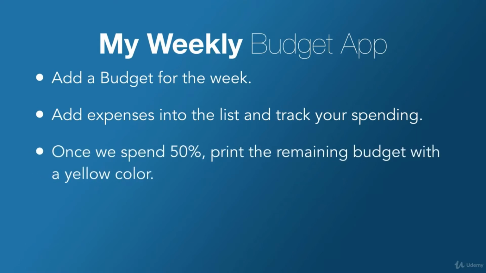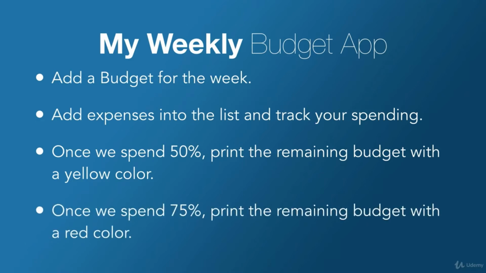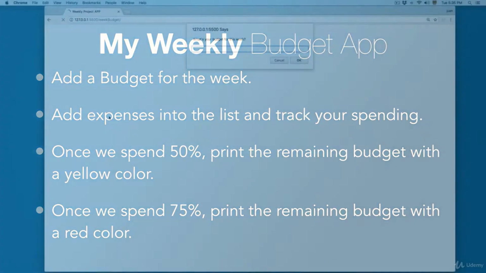budget. Once we spend 50% of the budget, we're gonna print the remaining budget with a yellow color. Once we spend 75%, print the remaining budget with a red color. So let's review the project. This is going to be the project.